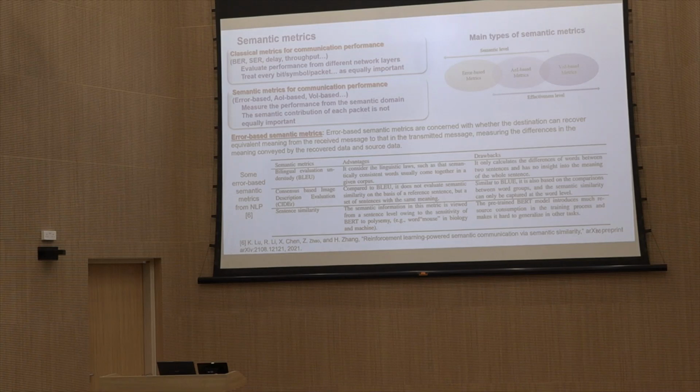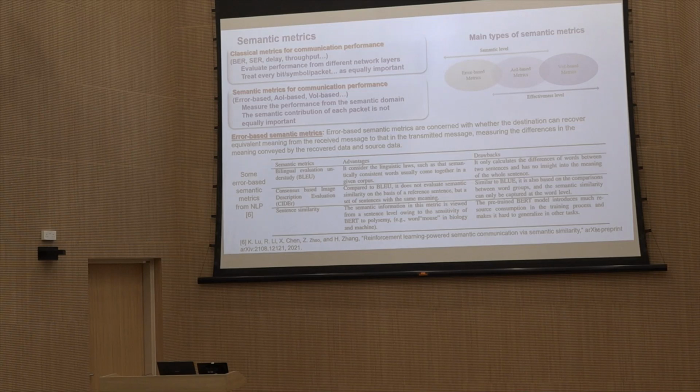On the other hand, semantic metrics for semantic communication performance can be based on error, age of information, or value of information. They measure the performance from the semantic domain. The semantic contribution of each packet is not equally important. Here, the different kinds of semantic metrics can represent different semantic levels and effectiveness levels. The error-based metric is more toward the semantic level, while the value of information-based metric is more toward the effectiveness level, while the age of information-based metric is in the middle.